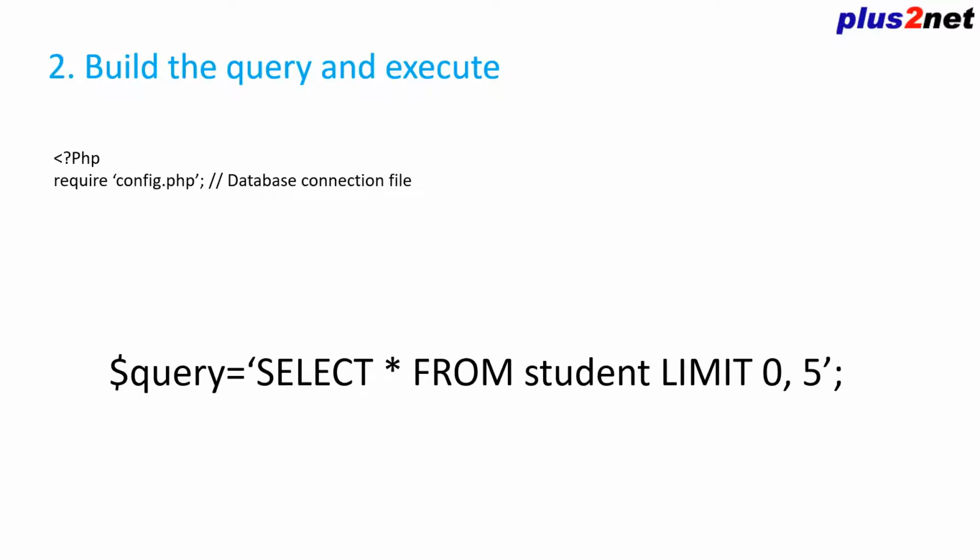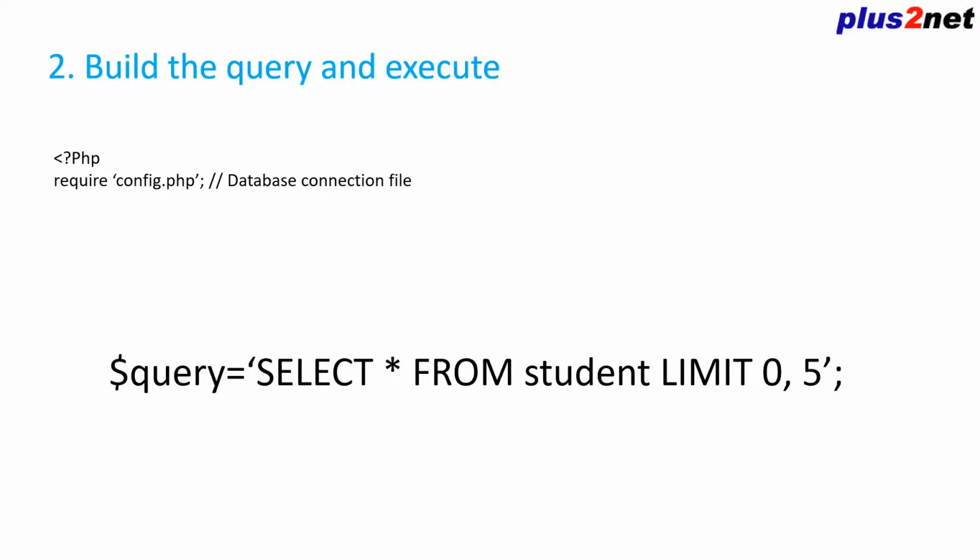Now we are in part 2 of our script, where we will build the query and execute it. Already you have seen the config.php file, which contains our database connection details, and the connection object is given to us. Now let us understand the query.